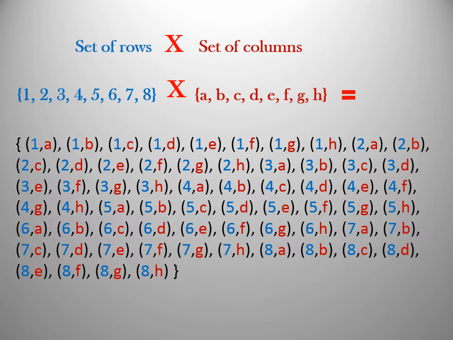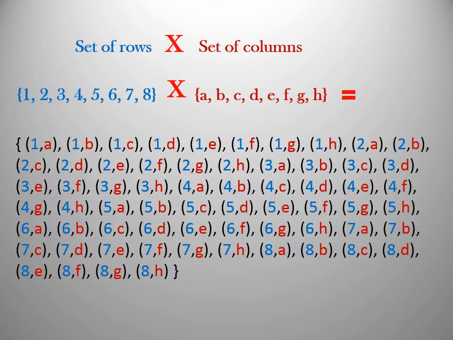And its second projection, which is A, belongs to the second set. So I will have the first item in the first set, and I will distribute it on every item in the second set. So I will have in the first column chairs named 1A, 1B, 1C, 1D, 1E, 1F, 1G, 1H.